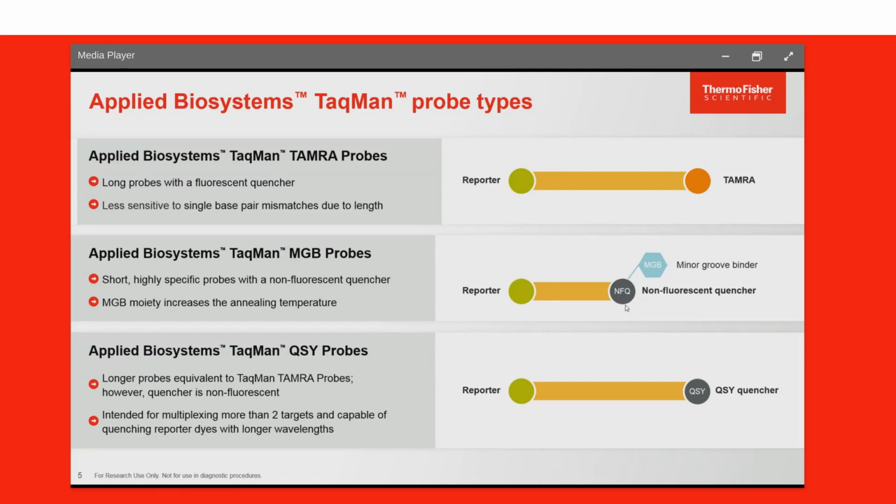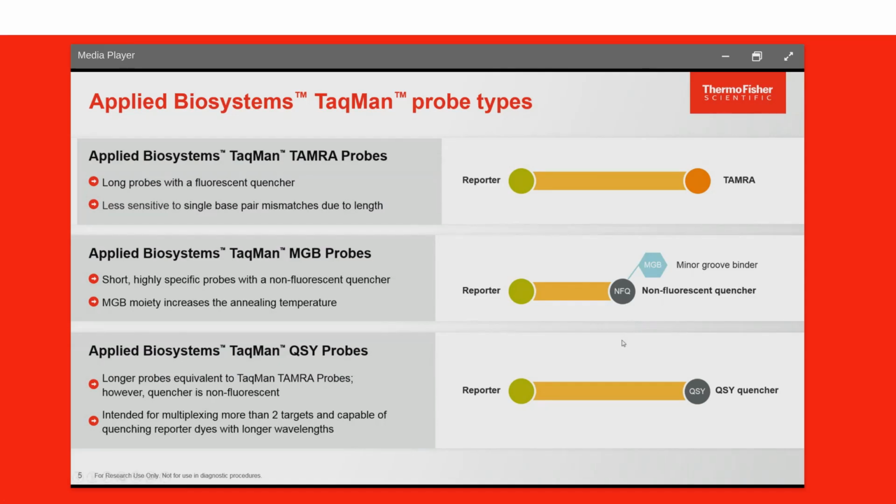The advantage of increasing that annealing temperature is that you can design a shorter probe without having to sacrifice annealing temperature. And the advantage of having that shorter probe is that it's going to be more specific. So in contrast to the TAMRA probes, these NFQ MGB probes are much shorter, more specific, and less likely to be tolerant of a single base mismatch.